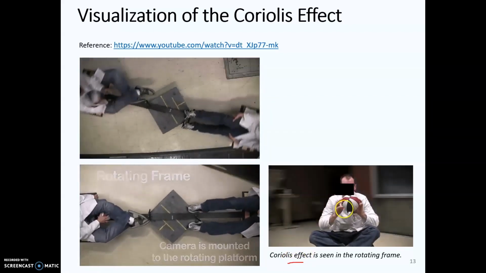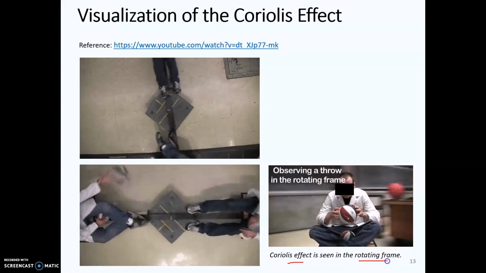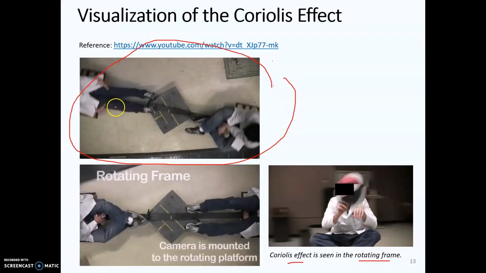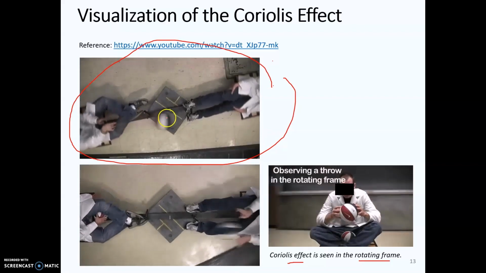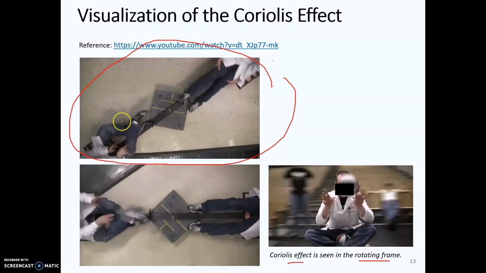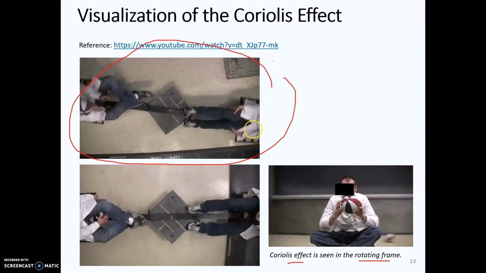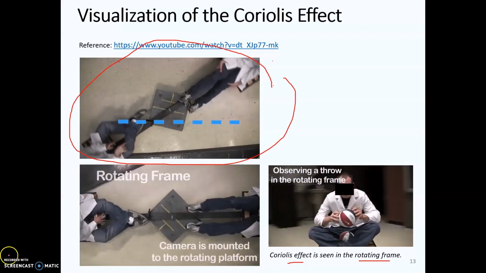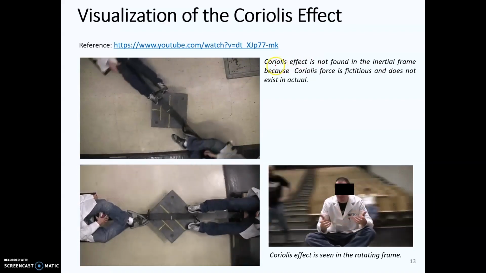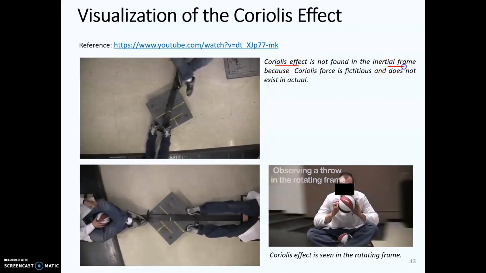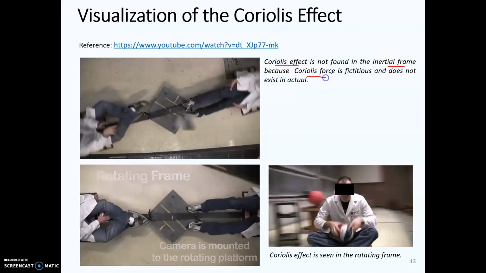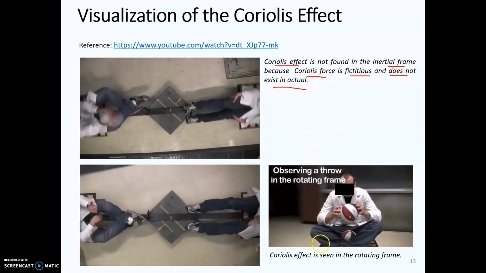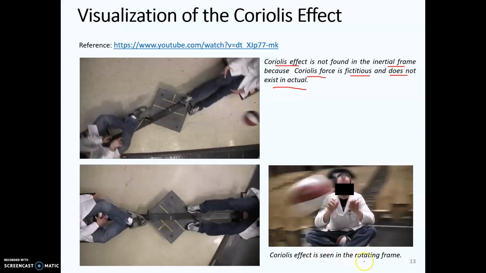It can be seen only if the observer is in the rotating frame. When the observer is in the inertial frame like this case, the Coriolis effect does not exist, and you see the ball just moving in a straight line. In summary, we cannot find the Coriolis effect in the inertial frame. This is because the Coriolis force is fictitious and it does not exist in actual. We can see it only in the rotating frame.